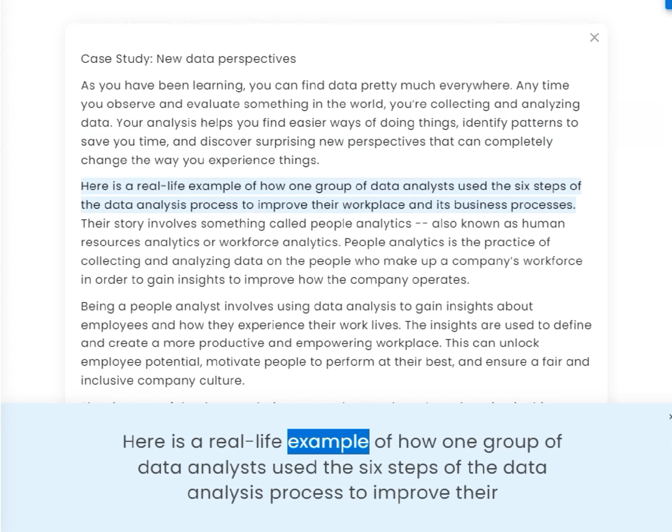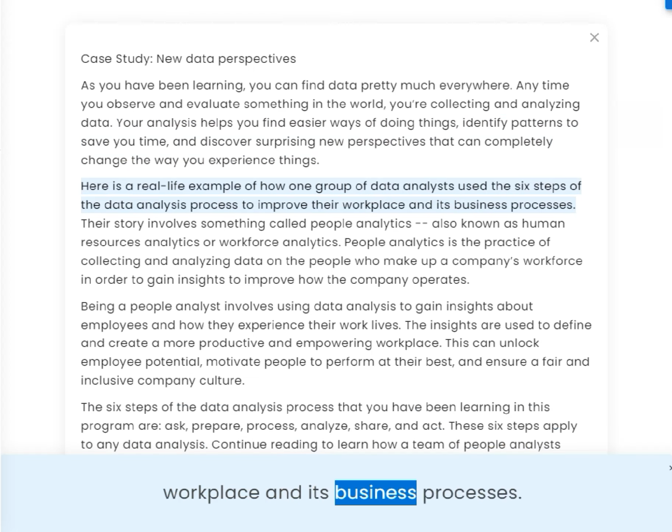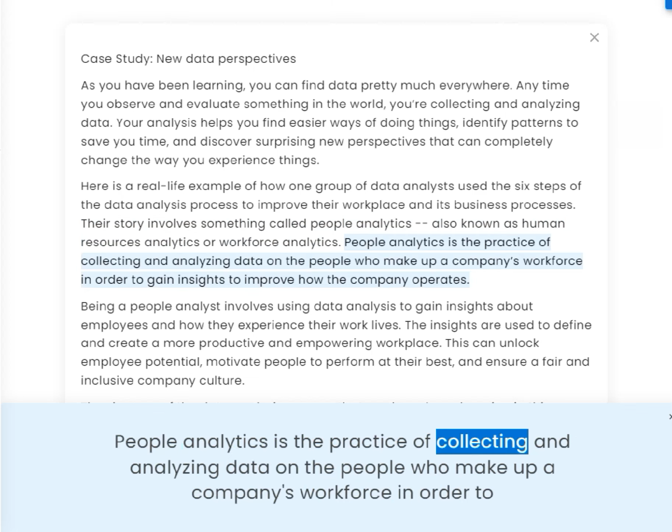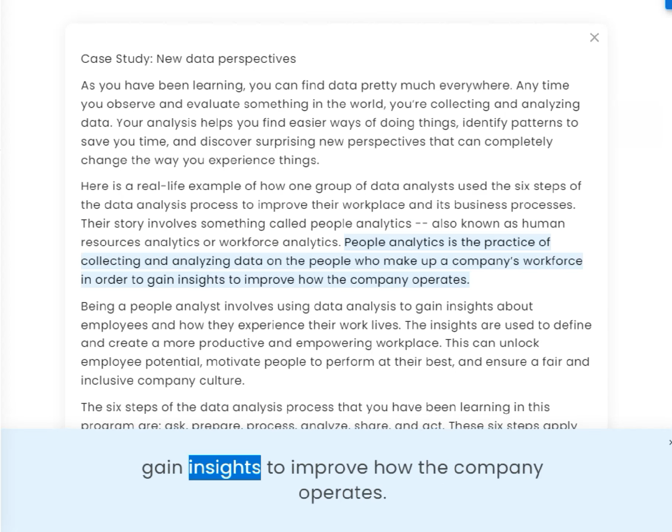Here is a real-life example of how one group of data analysts used the 6 steps of the data analysis process to improve their workplace and its business processes. Their story involves something called people analytics, also known as human resources analytics or workforce analytics. People analytics is the practice of collecting and analyzing data on the people who make up a company's workforce in order to gain insights to improve how the company operates.